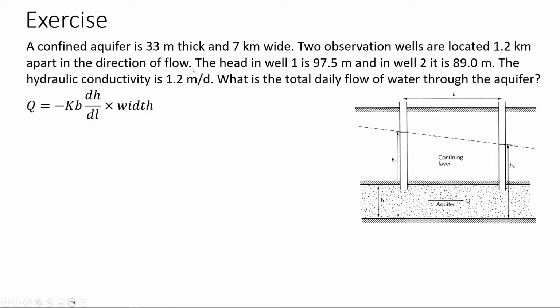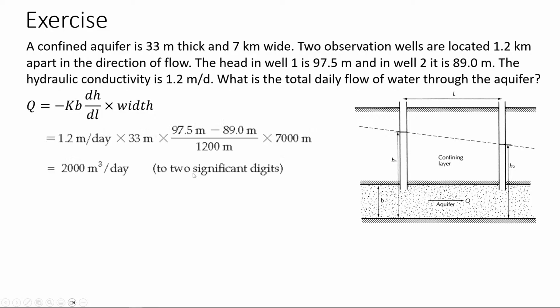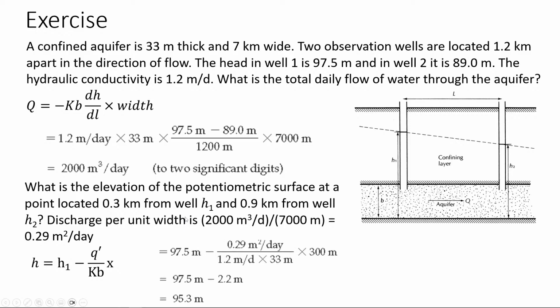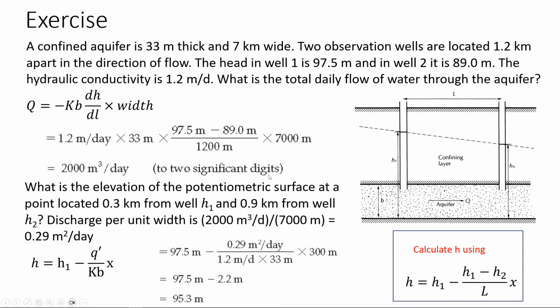Okay. If you solve it, the solution should look something like this. It's also asking what is the elevation of the potentiometric surface at a point. This is another question, so also try to solve it; look back at the equations that you need to use. If you solve it on your own, the right solution should look like this. Now try to solve this one using this equation. Remember there are two equations, this one or this one. Solve it using this equation, and you should get the same number.